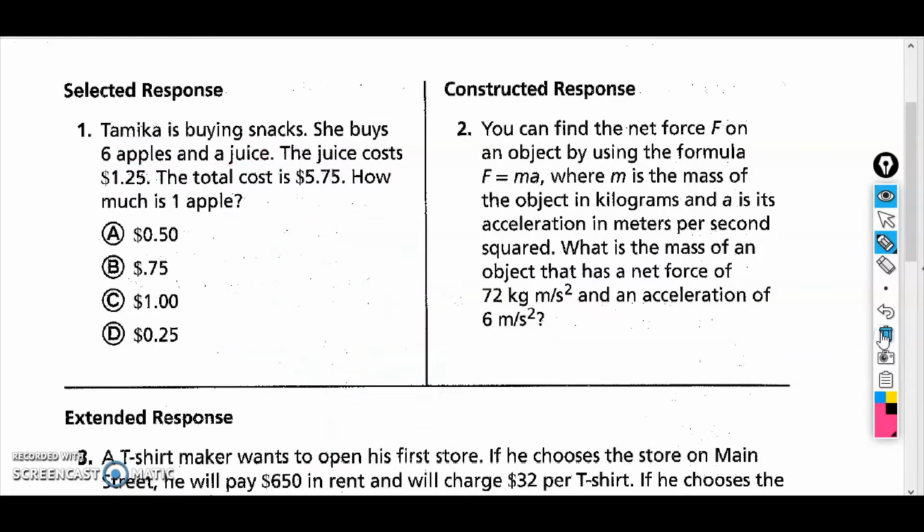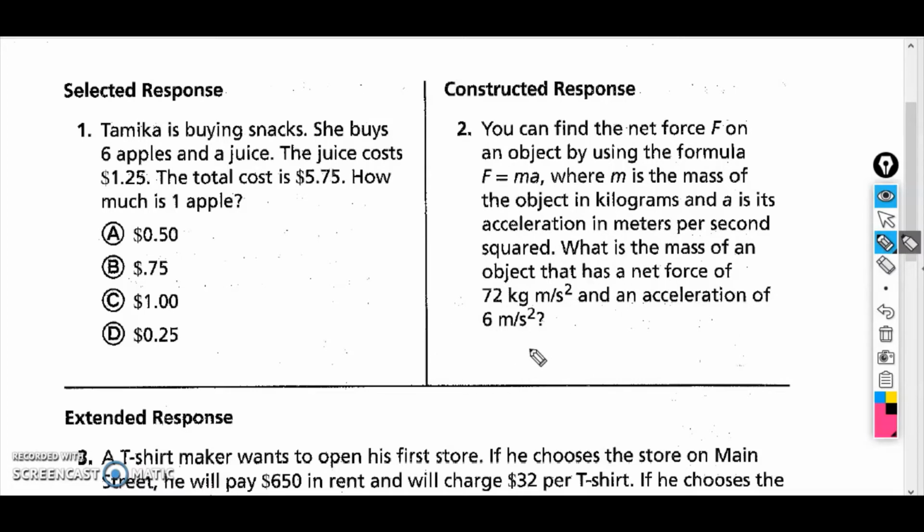Number 2. You can find the net force F on an object by using the formula F equals ma, where m is the mass of an object in kilograms, and a is the acceleration in meters per second squared. What is the mass of an object that has a net force of 72 kilograms meters per second squared and an acceleration of 6 meters per second squared?